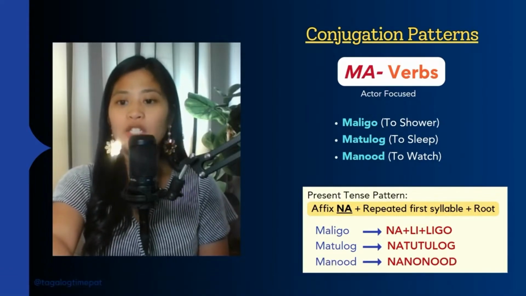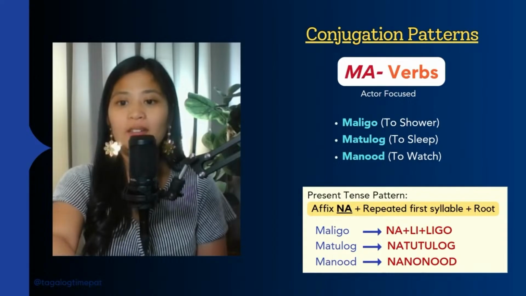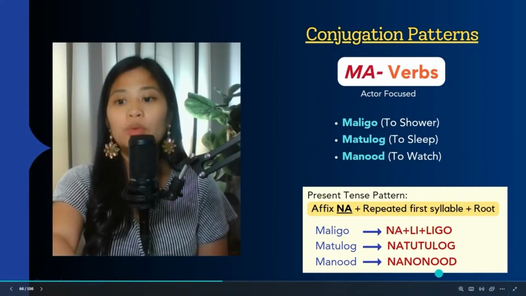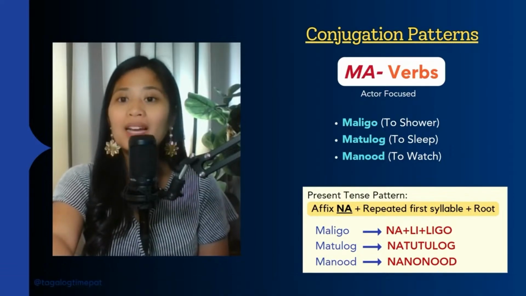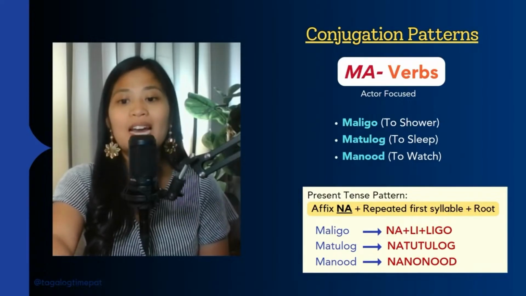Manood, to watch, will be nanonood. Nanonood sila. They are watching. Affix is na, then there's a repeated first syllable, and then the root, nanonood. So mag and ma verbs have a very similar pattern. The only difference is that affix in the beginning.